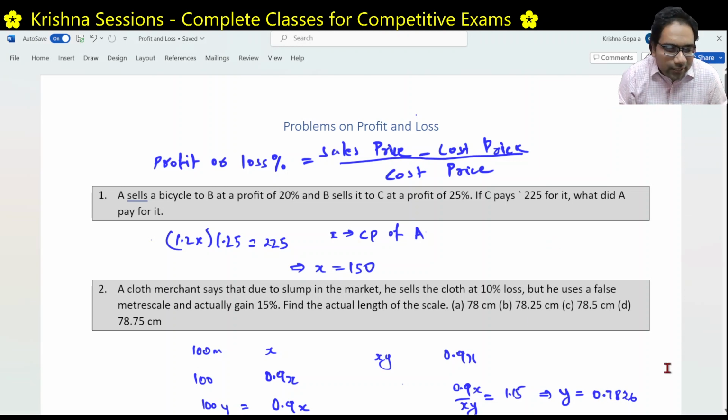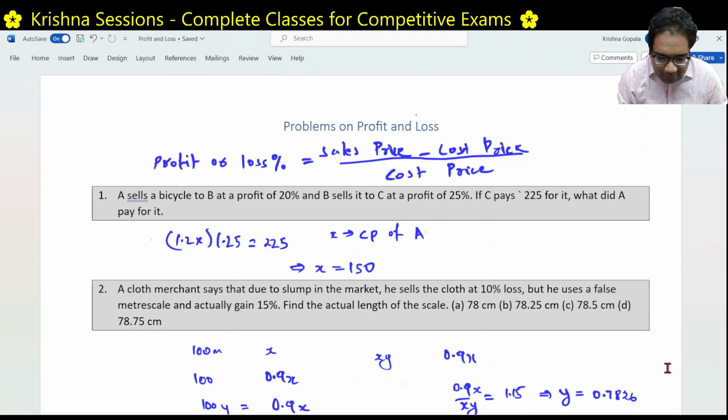Profit and loss is a very important topic. It is another very important topic and a very simple topic also. Right. There is only one formula in profit and loss. The formula is: profit or loss percent is equal to (sales price minus cost price) by cost price.